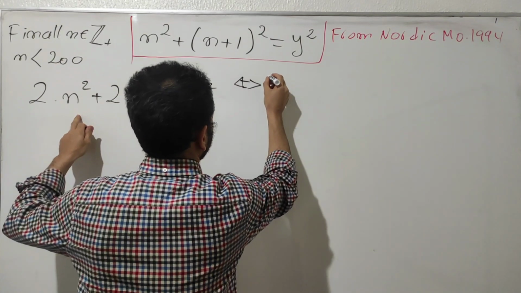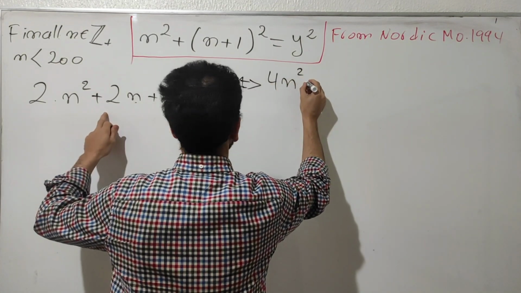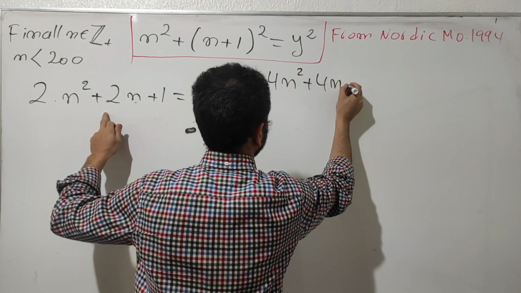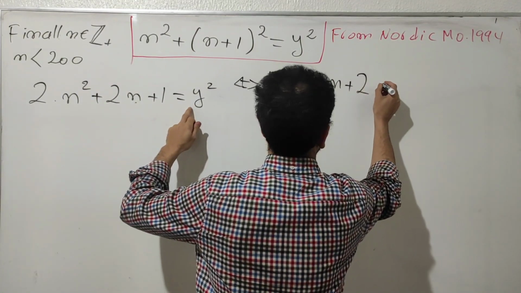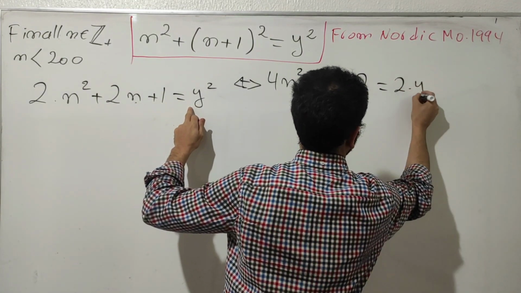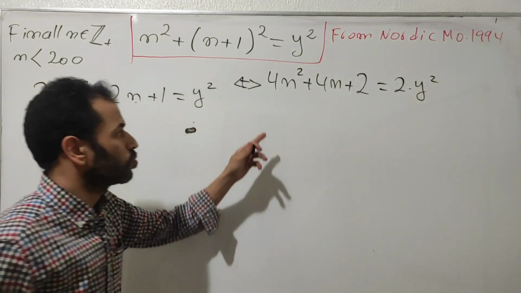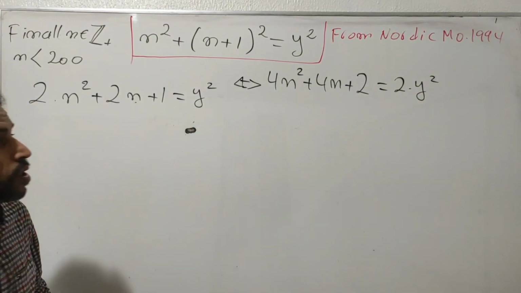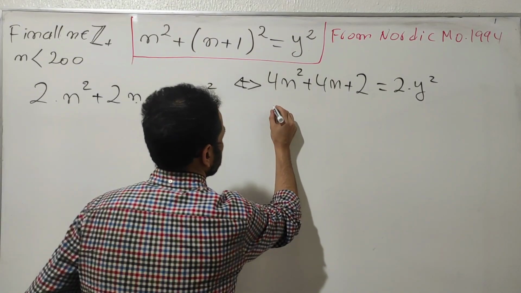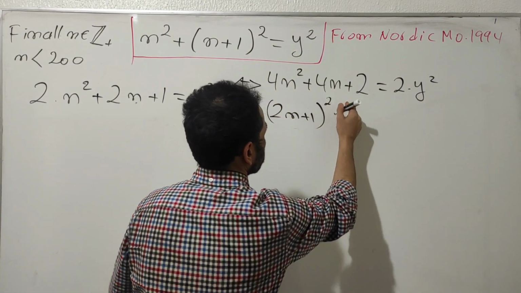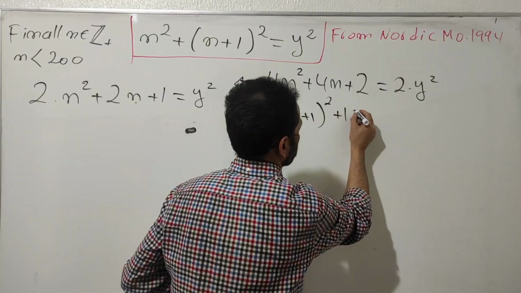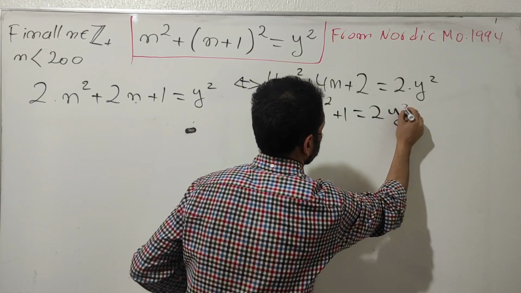So we get 4n squared plus 4n plus 2, which equals 2 multiplied by y squared. Now it's more clear that we have a perfect square here. So we get (2n plus 1) squared plus 1, which equals 2 y squared.